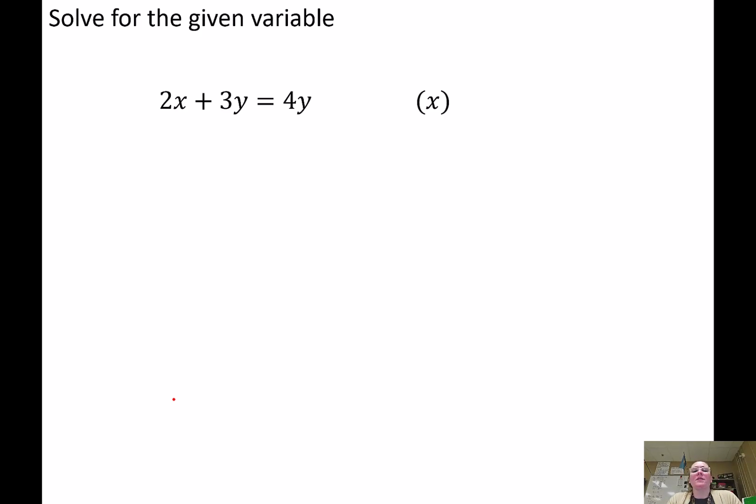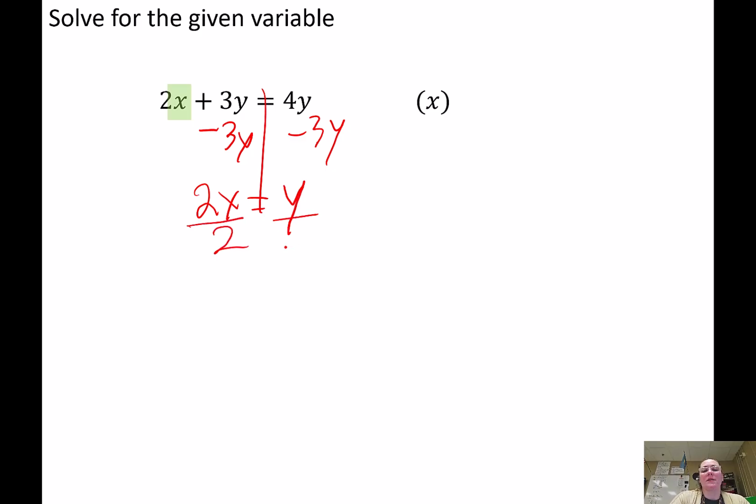All right, I've got 2x plus 3y equals 4y, and I want to solve for x. So the first thing here is I've got the 3y adding to x. So I'm going to minus 3y on both sides of my equal sign. Now notice this time 4y and 3y are like terms. So 4y minus 3y gives me 1y. And then I can divide both sides by 2. So x is equal to y over 2.